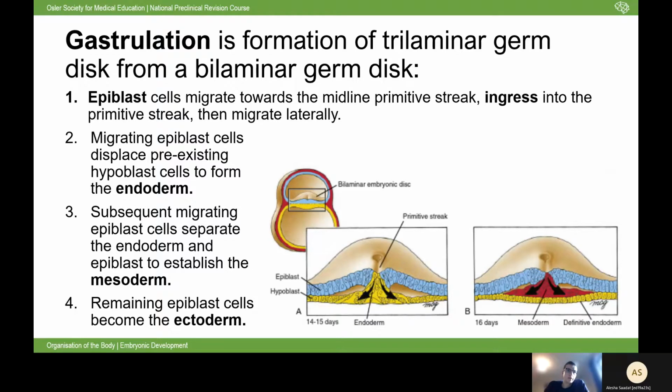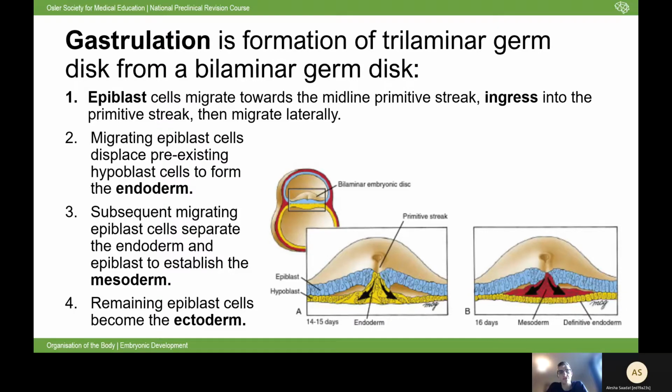So what do we have at gastrulation? Well, we have that epiblast sitting on top of the hypoblast, which we talked about just a moment ago. And those cells along the midline of the epiblast begin to proliferate. They migrate towards the midline, and they pile up to form this primitive streak. That's a lovely example of an epithelial to mesenchymal transition that I was talking about just earlier.